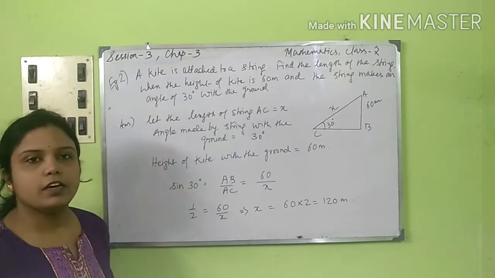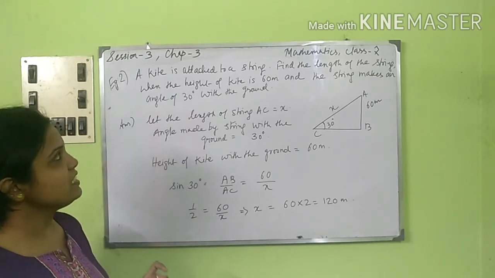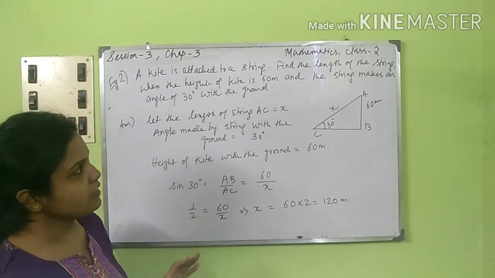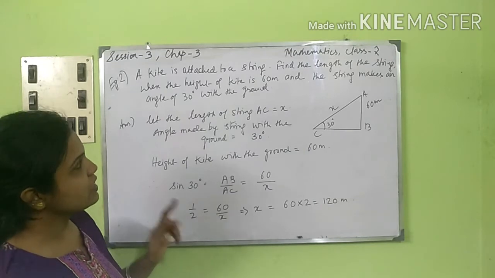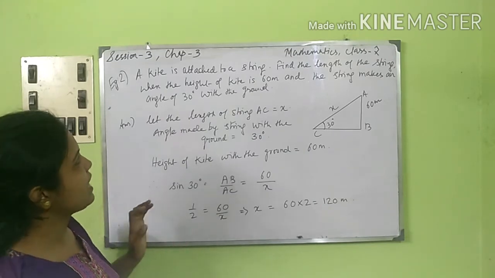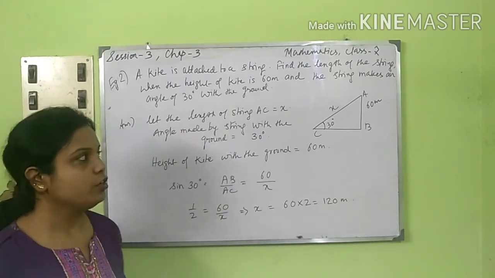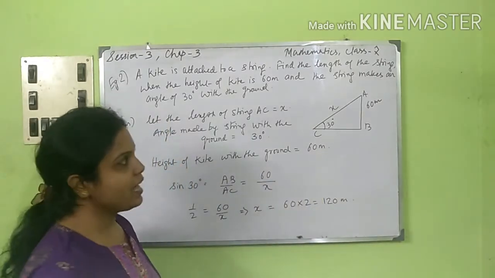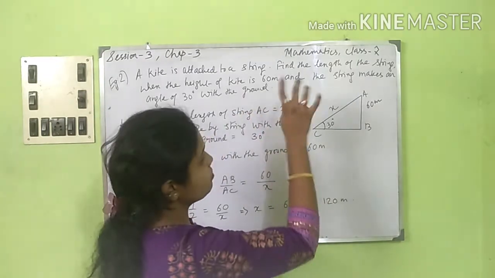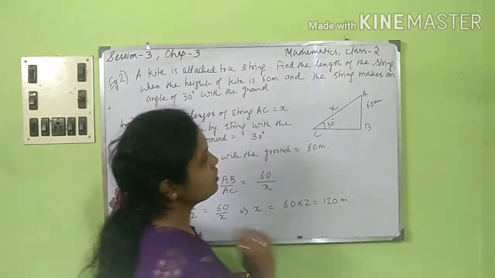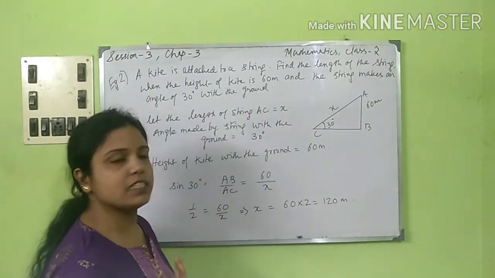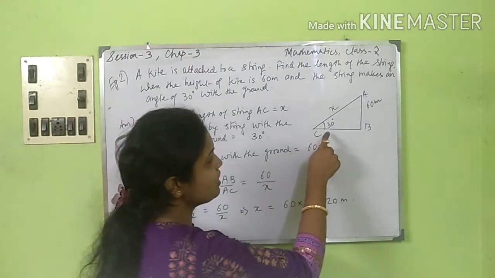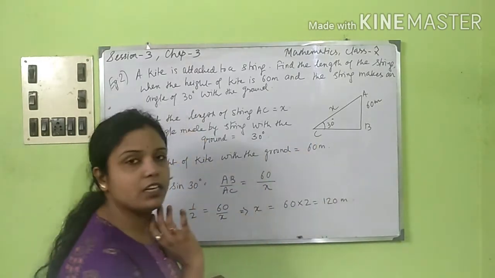Next. Now the second question is, a kite is attached to a string. Find the length of the string when the height of the kite is 60 meter and the string makes an angle of 30 degree with the ground. So I have taken one right angle triangle, and you can see from the question that the height of the kite from the ground is 60 meter, and the string is making an angle of 30 degree with the ground.